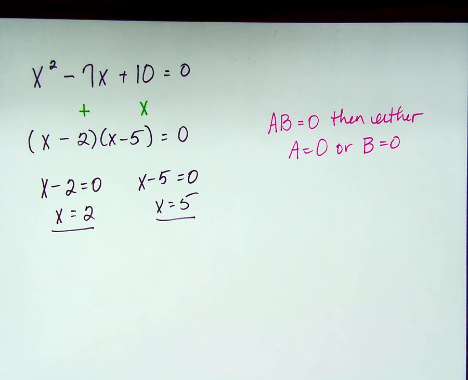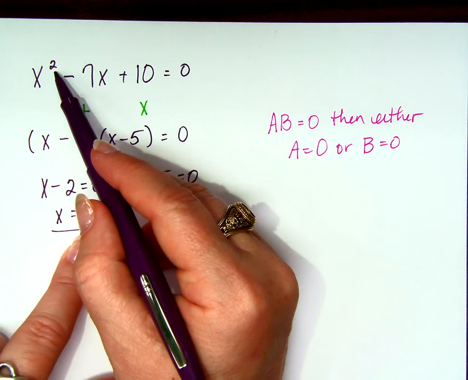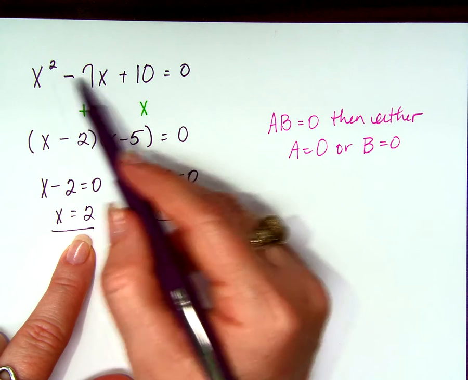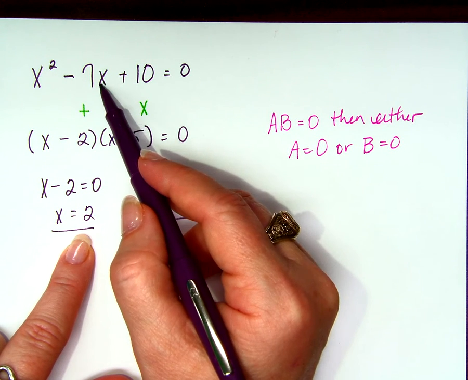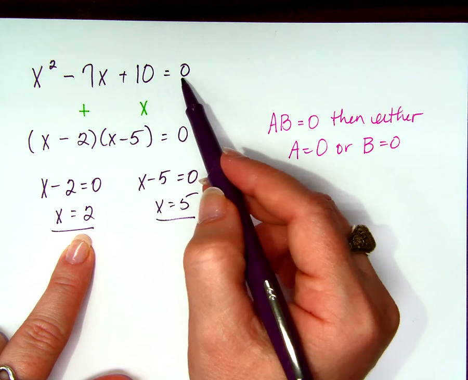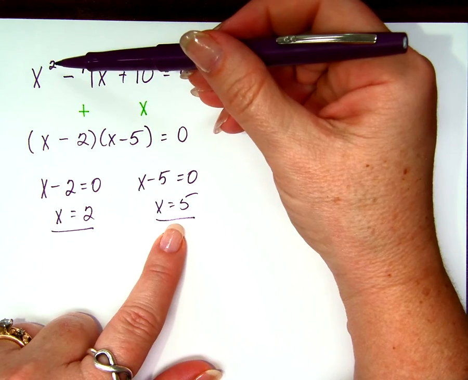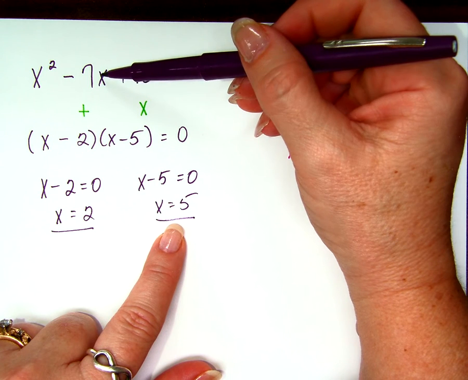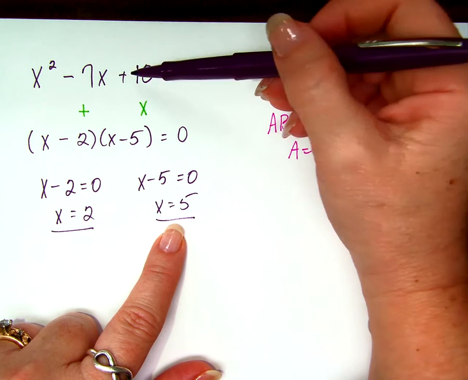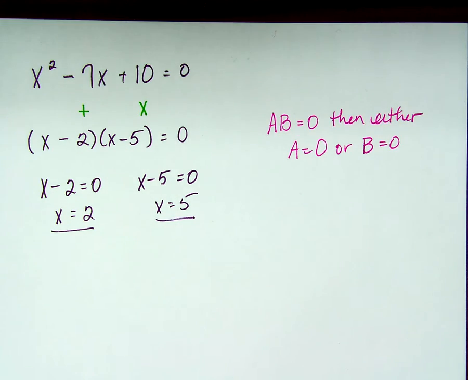Are they both correct in this situation? Well, what's 2 squared? 4 minus 14? Negative 10 plus 10? 0. So that one for sure is correct, right? What's 5 squared? 25 minus 35? Negative 10 plus 10. 0. So yeah, for sure they both work.